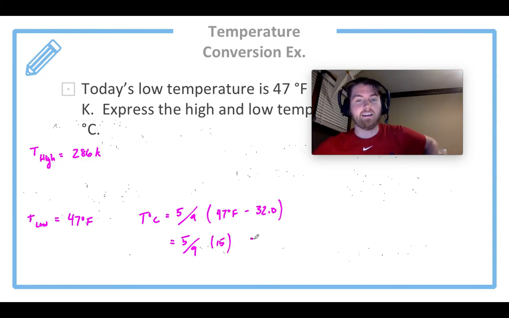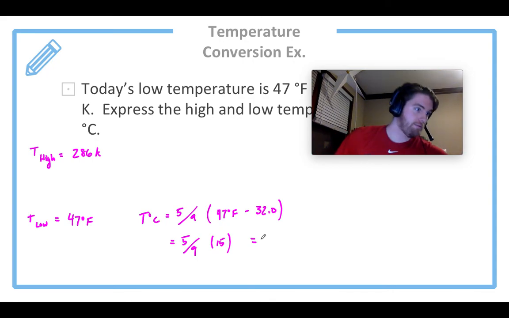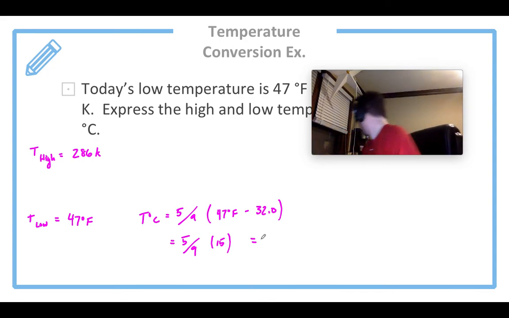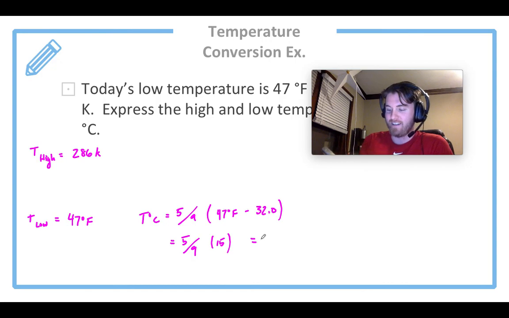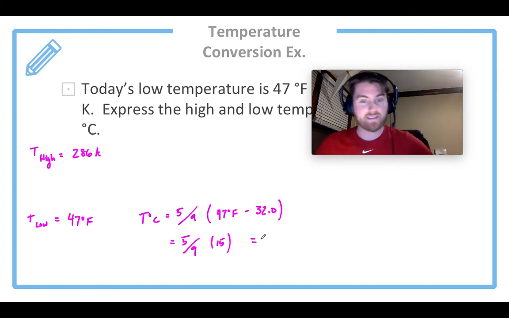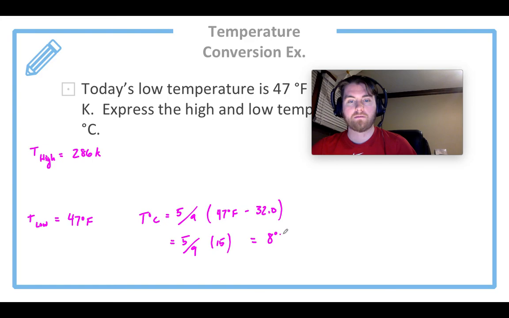And then you plug it in. On my calculator, I say 5/9, which is 0.555 repeating, times 15, and I get 8.3 degrees Celsius. Now you ask yourself, Mr. Tate, how many sig figs? And I'm going to ask you, how many did you start with? Start with 2, end with 2. So 8.3 degrees Celsius is my temperature of low.